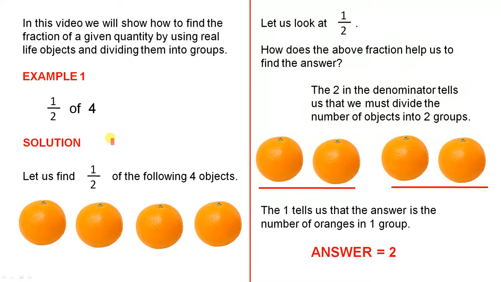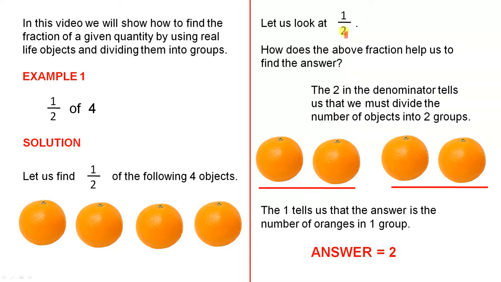Here's our solution. Let us find a half of the following 4 objects. So this will demonstrate the actual process. So here are our 4 objects, which are 4 oranges. Let us look at a half. How does the above fraction help us to find the answer? Well, you have to look at those two numbers, and they tell you some very important information.